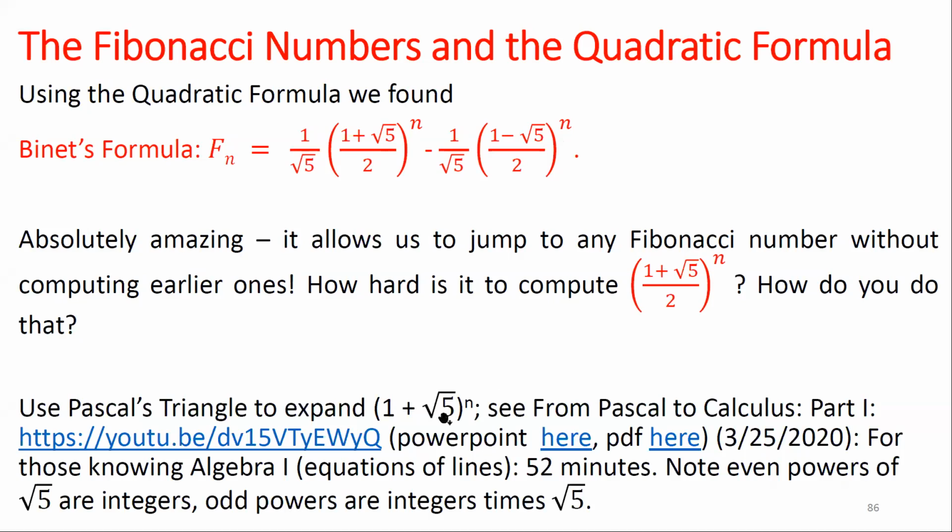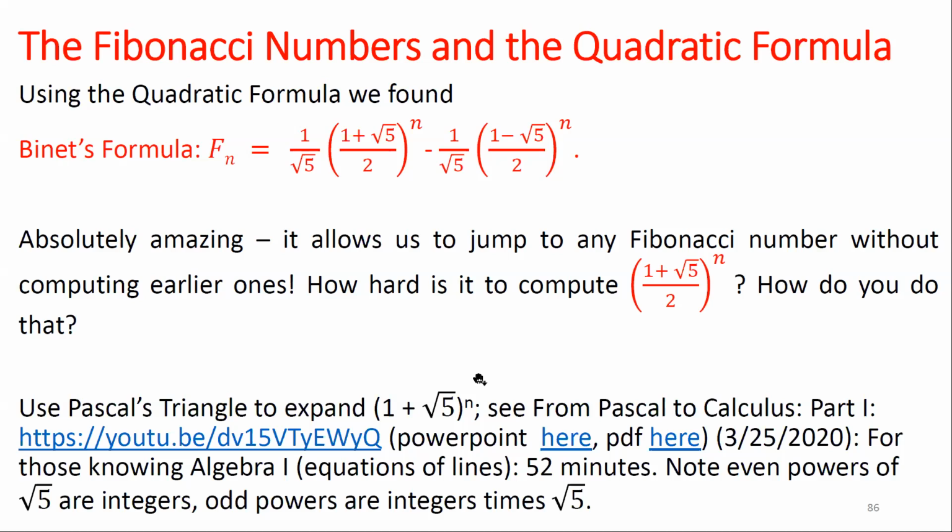And one thing that's really nice is things are going to be these binomial coefficients, Pascal's triangle numbers, times 1 to a power and root 5 to a power. What's root 5 squared? Root 5 times root 5, wouldn't it just be 5? Yes, 5. I said 5, not root 5.